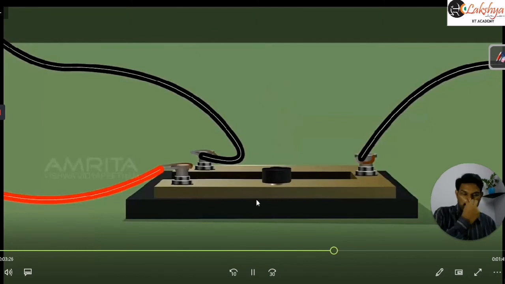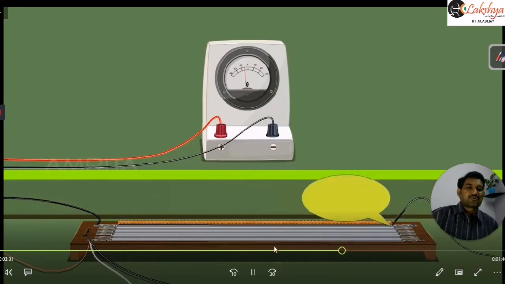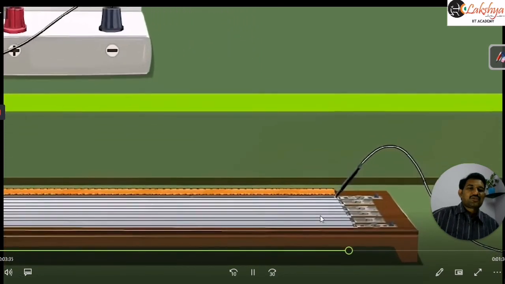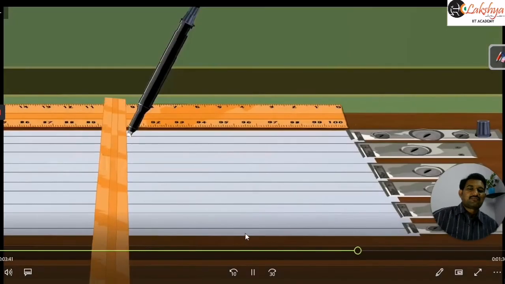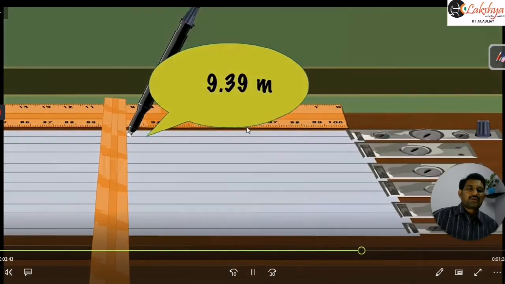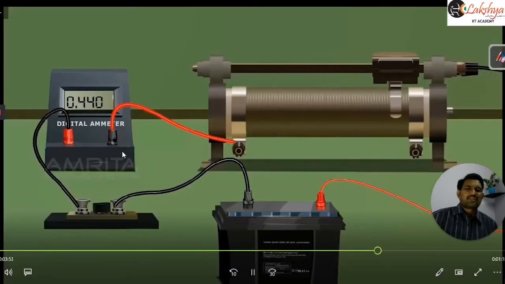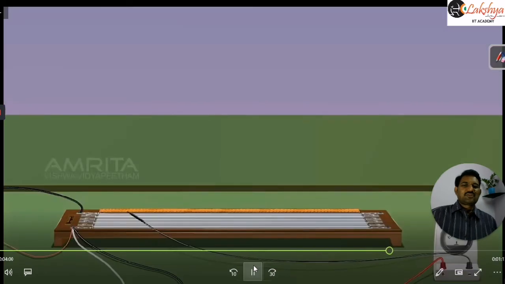As we increase the current, the balancing length will automatically decrease, because there will be more potential difference across this wire. So again we find this balancing length value. 9.31 meters we are getting here, which is less than the previous value. Then we get another E1 by E2 value. Like that we repeat this experiment. We repeat the experiment for 3 or 4 values, and then we finally find the average L1 by L2 value, that means the average E1 by E2 values.